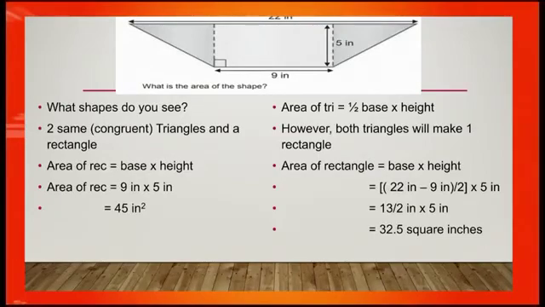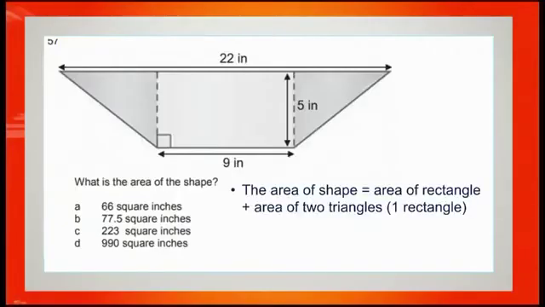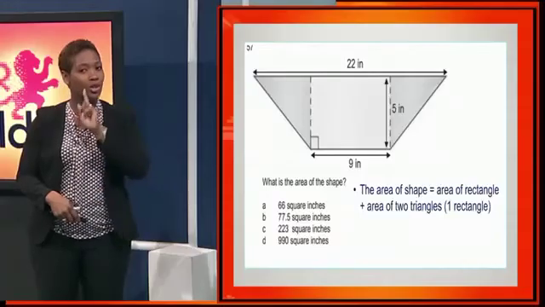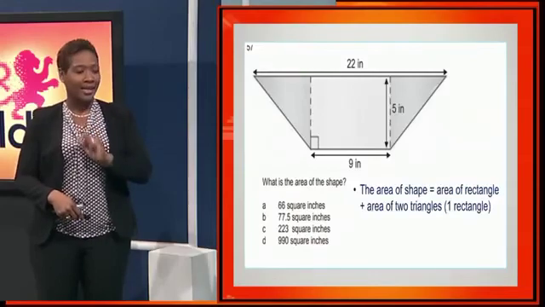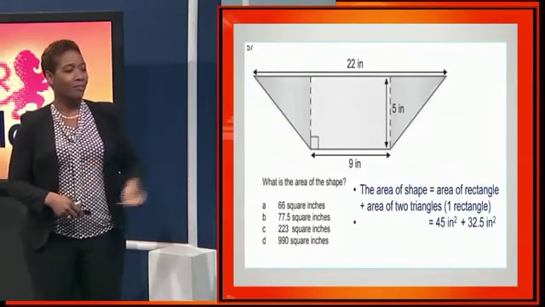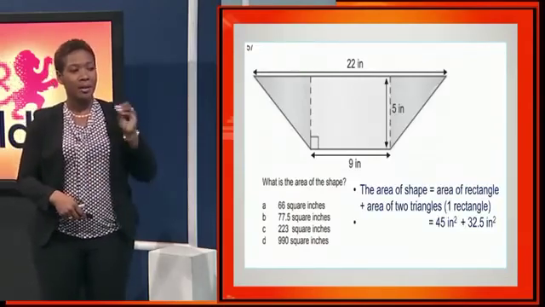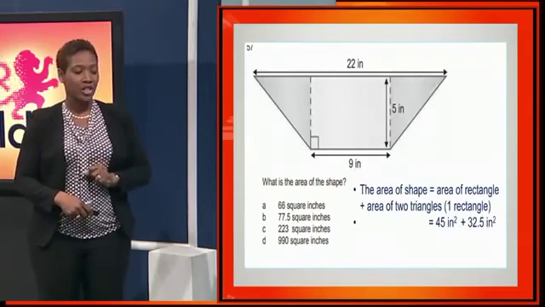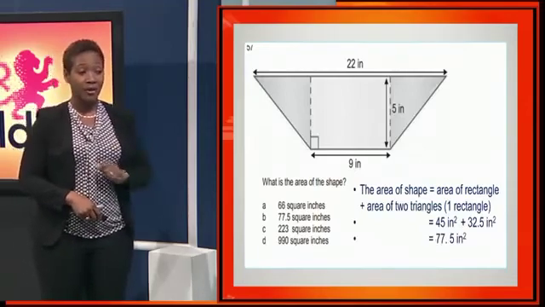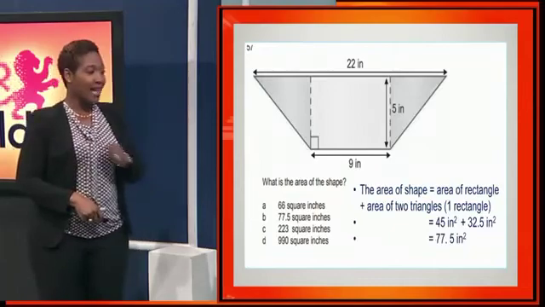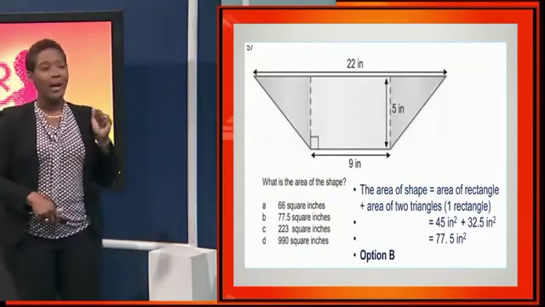No, they asked me what is the area of the shape. So although I found the area of the rectangle and I found the area of the triangles, I now need to put them together. So the area of the shape equals the area of the rectangle plus the area of the 2 triangles, which is also a rectangle. And I can now add everything. 45 square inches plus 32.5 square inches, giving me 77.5 square inches. And that would be option B.